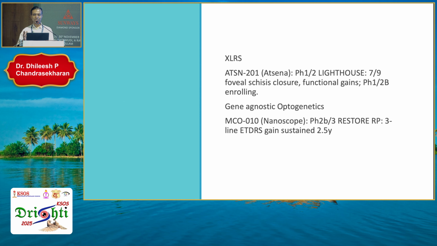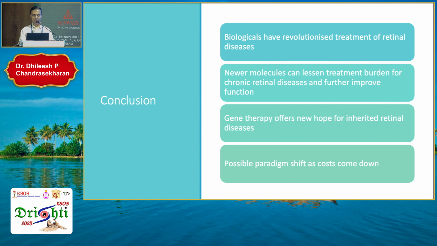So RP is very difficult because more than 120 genes cause retinitis pigmentosa, but this is said to be gene agnostic. It codes for an opsin gene, so it's said to improve vision regardless of the mutation that causes the RP. As of now, the gains are minor. A 3-line ETDRS gain sustained at 2.5 years has been shown, but this sounds very interesting.